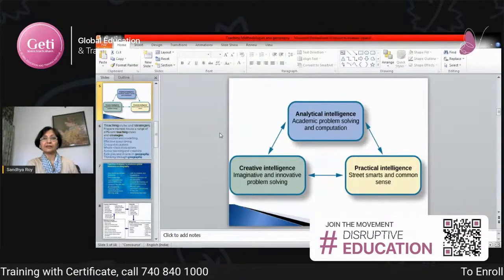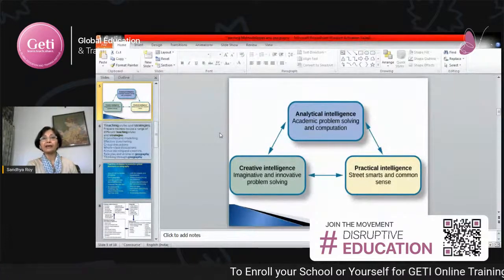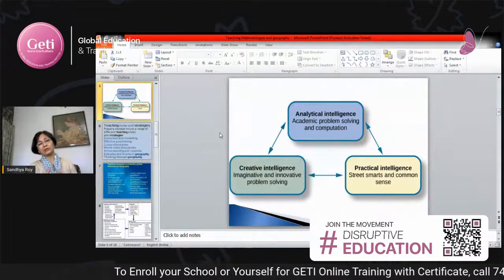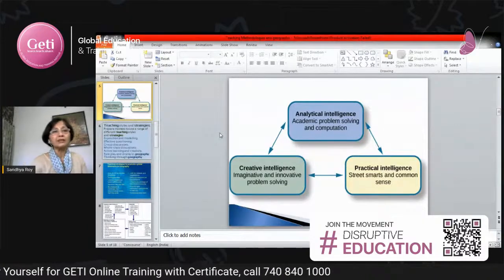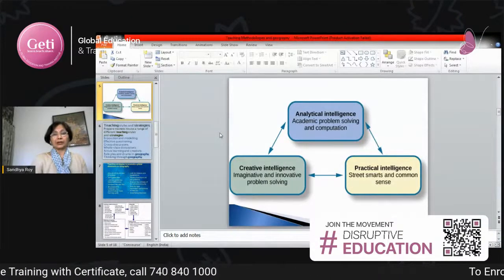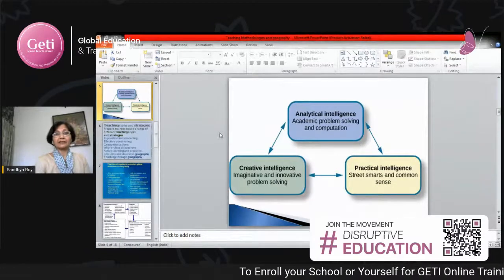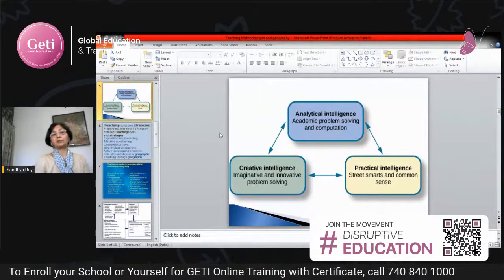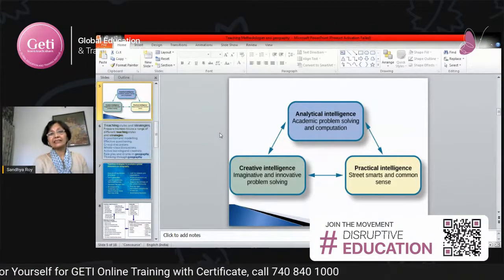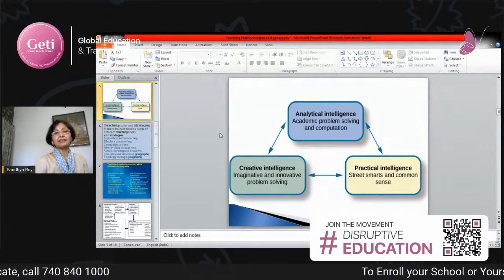We need to understand analytical intelligence, which is academic problem solving and computation. How we can apply it, we can use technology, or we can use other methods to do it. Creativity is very much required. Creative intelligence is there, which is imaginative and innovative problem solving. So when creativity is there, this applies with the students when we are assigning them work.